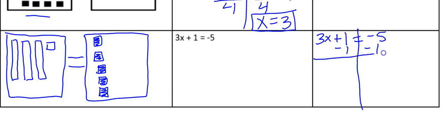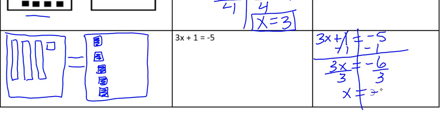All right, so to solve this, I'm going to go ahead and solve it over here where I have a little more room. My first step is to subtract 1 from both sides. I'm getting rid of that positive 1. That cancels out. I bring down my 3x equals -6, -5 minus 1. I divide both sides by 3, and x is equal to -2.